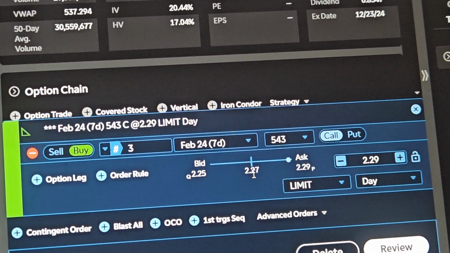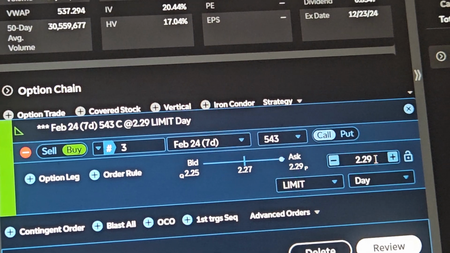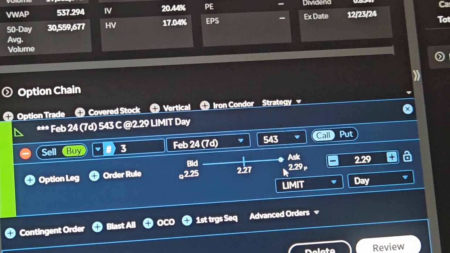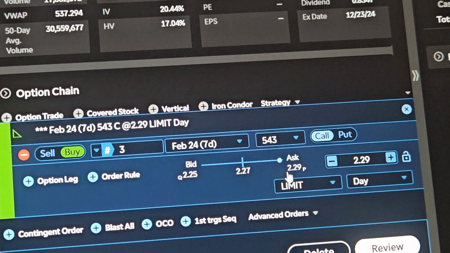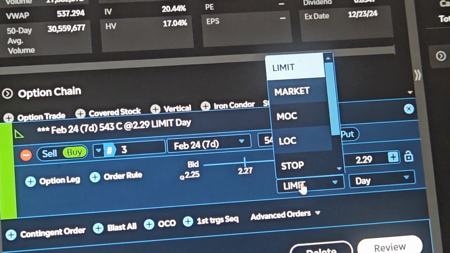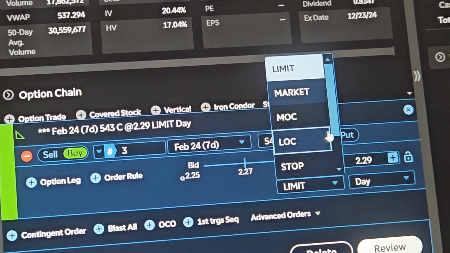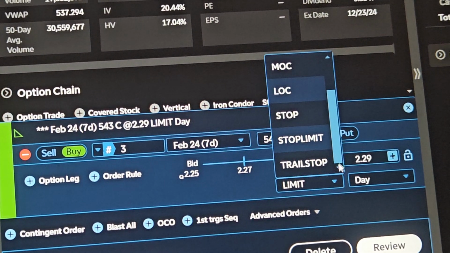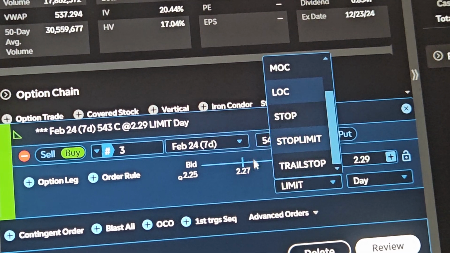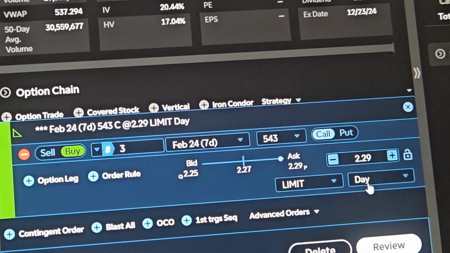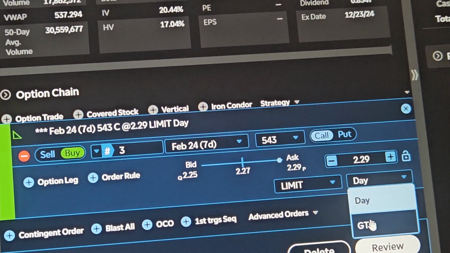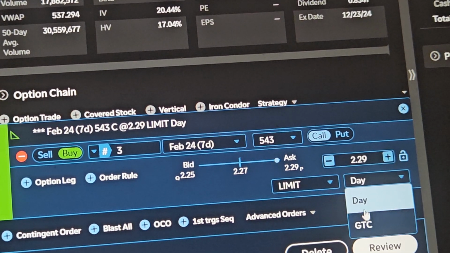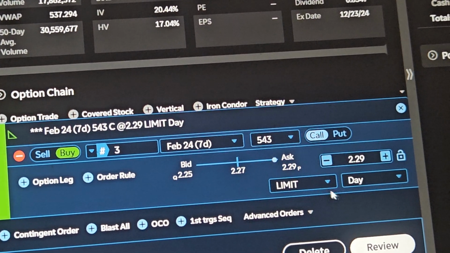Now you want to look over at the bottom where you'll see they're charging you $2.29, which is the ask. I'm going to get to that in a second. You see limit. You can click on market, MOC, LOC, stop, limit, trade, stop. I'm sure you guys have seen all this stuff before. And then you want day or GTC, which is good till canceled, which I'm sure you guys know. So you always want to leave that on day.